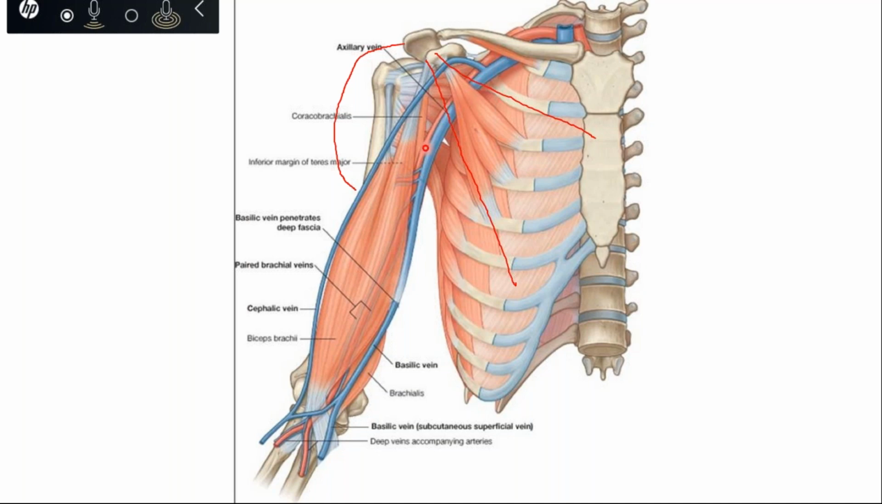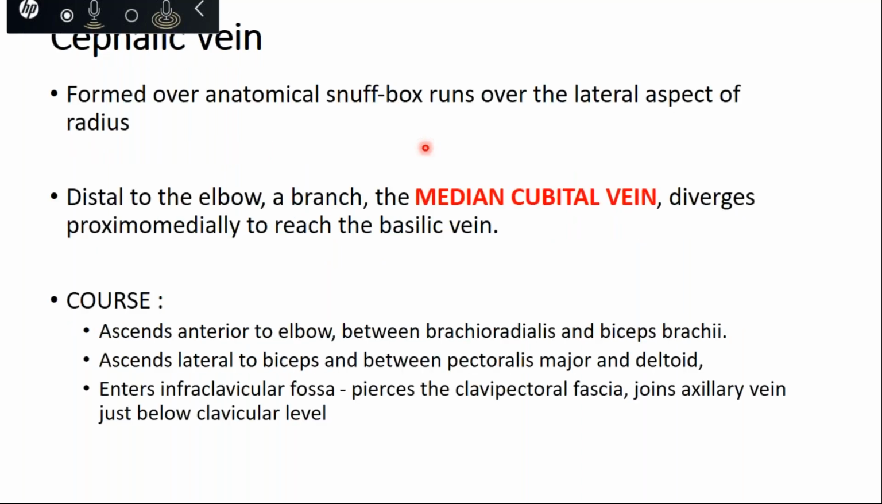Okay, I will once again repeat it. The cephalic vein is formed in the anatomical snuff box in the lateral aspect of the radius. Near the elbow, it gives off a branch which is the median cubital vein. It ascends between brachioradialis and biceps, and lateral to the biceps, it goes between pectoralis major and deltoid. It enters the infraclavicular fossa, piercing the clavipectoral fascia, and then joins the axillary vein.